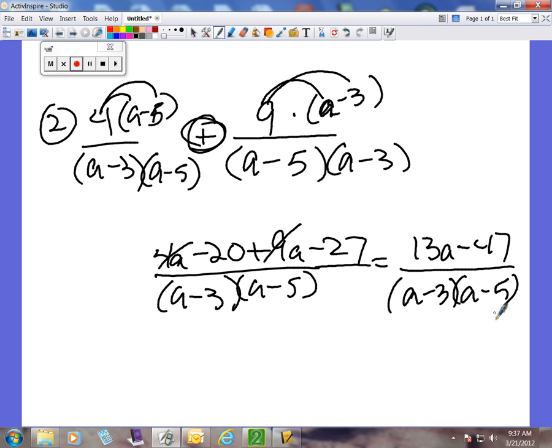How many got this one right? Okay. Is this helping anybody? Do you like this method better? It's shorter, isn't it? More concise. Let's do number 3.